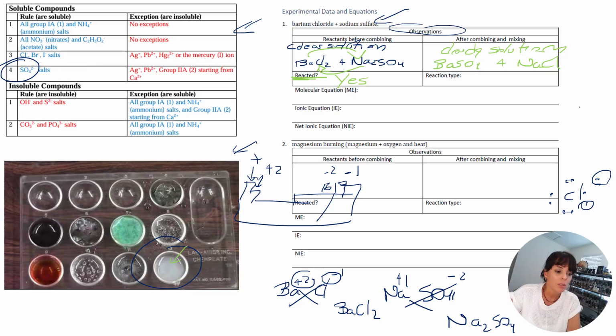So now you need to write down the equation. So I have barium chloride, right? Plus sodium sulfate, giving us barium sulfate plus sodium chloride.